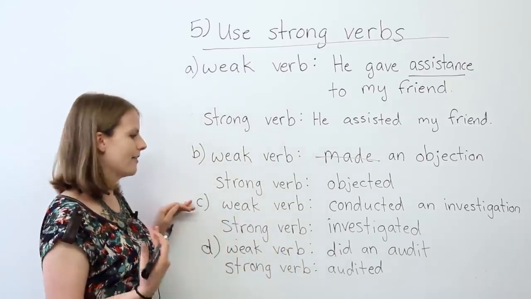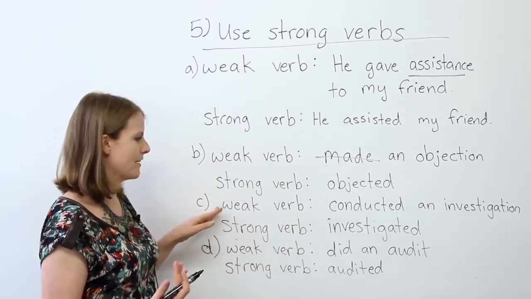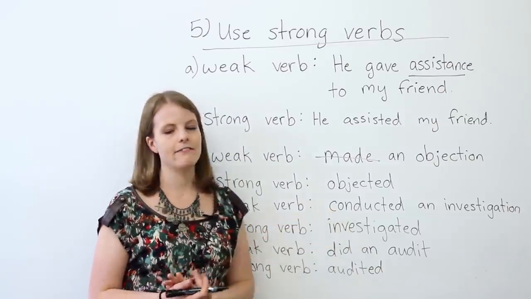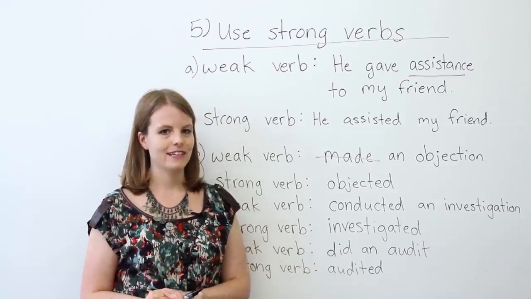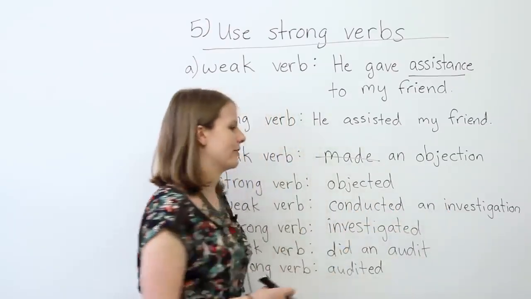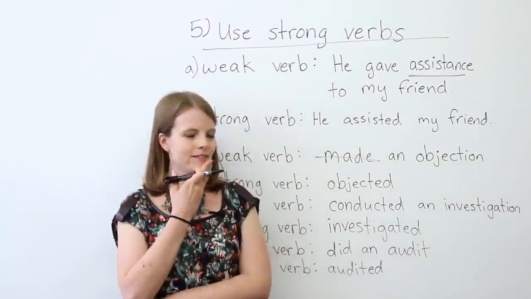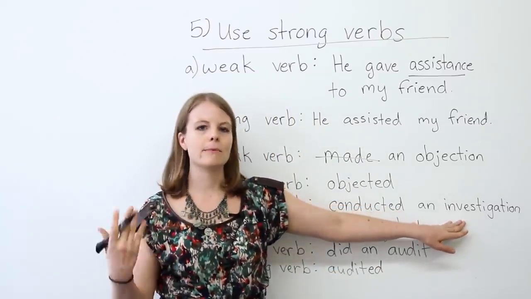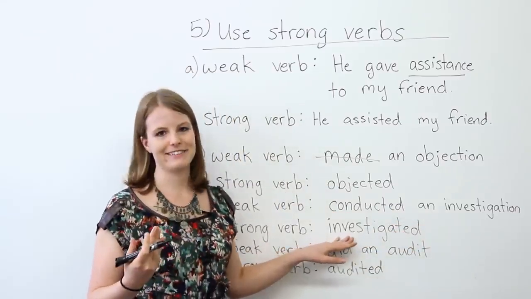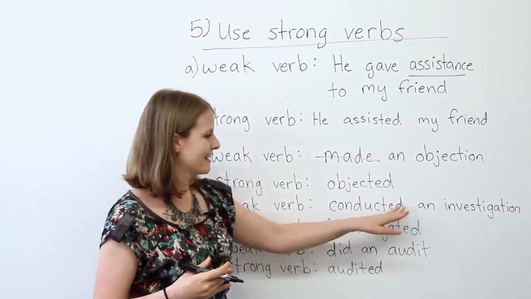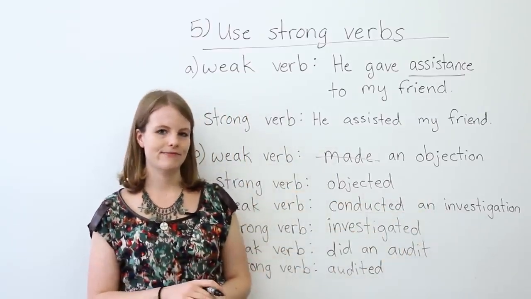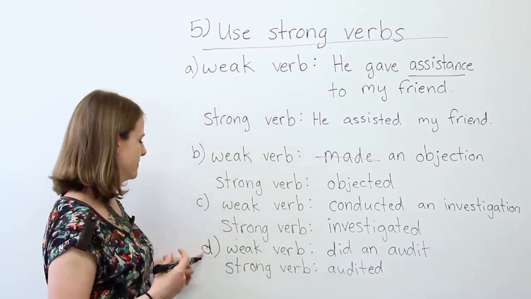Okay? Another example. Here we have our example of the weak verb. She conducted an investigation. Well, when I look here, I see the word investigation and I think, does this noun have a verb form? Well, yes, it does. Investigate. So instead of saying conduct an investigation, she investigated something. It's a lot better. It's stronger.